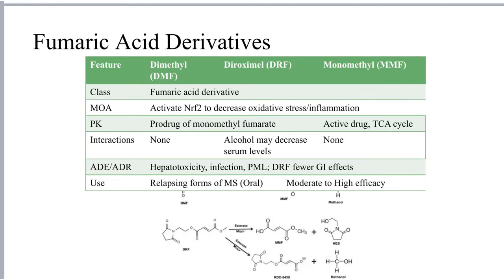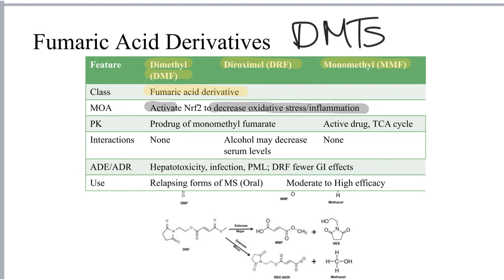The next group of DMTs I will talk about are the fumaric acid derivatives. There are 3 drugs on the market that all fall under this class: dimethyl fumarate, or DMF, diroximel fumarate, or DRF, and monomethyl fumarate, or MMF. Again, these are all fumaric acid derivatives. Their mechanism in MS is also complicated. They are thought to decrease oxidative stress and inflammation in the brain by activating the NRF2 transcriptional program, which is a known anti-inflammatory pathway.